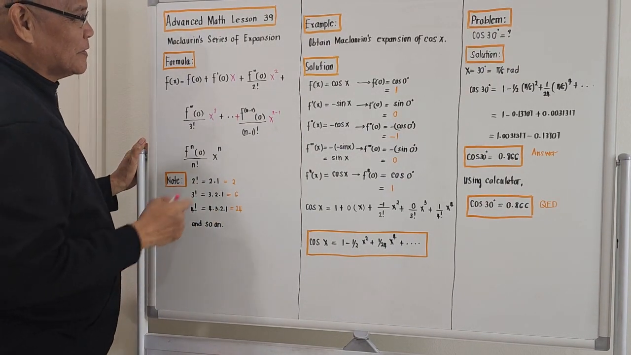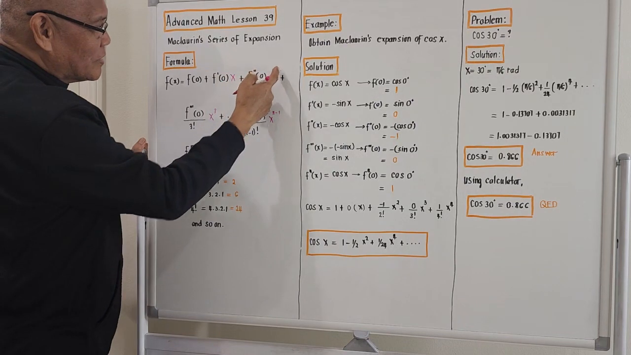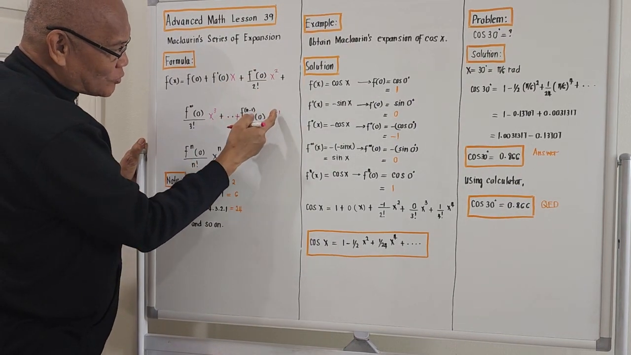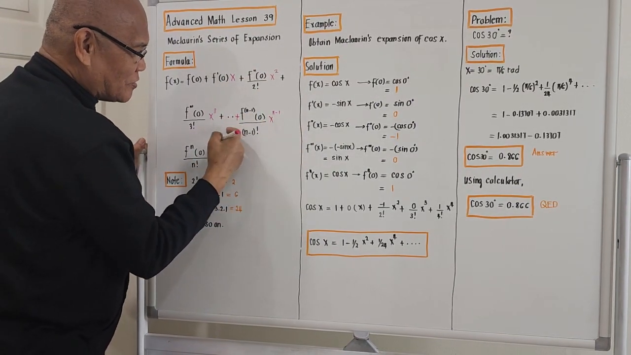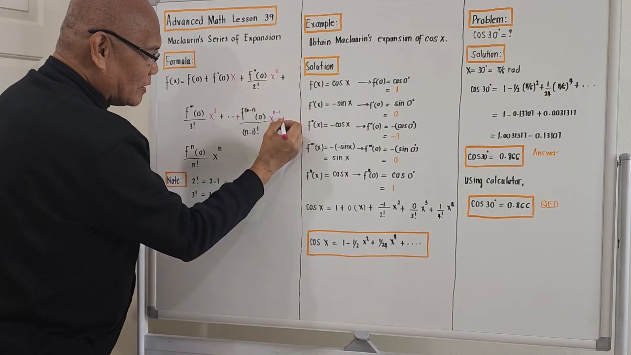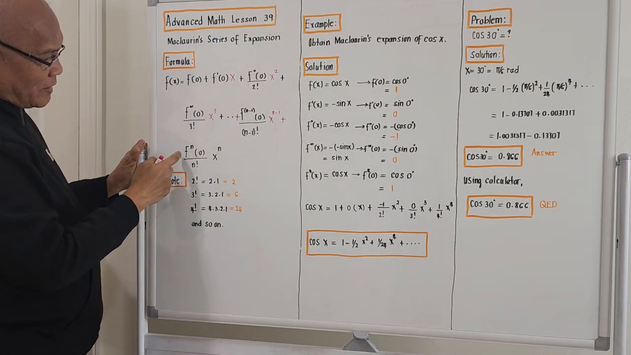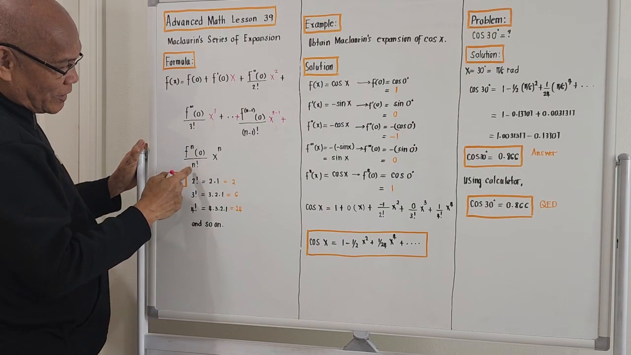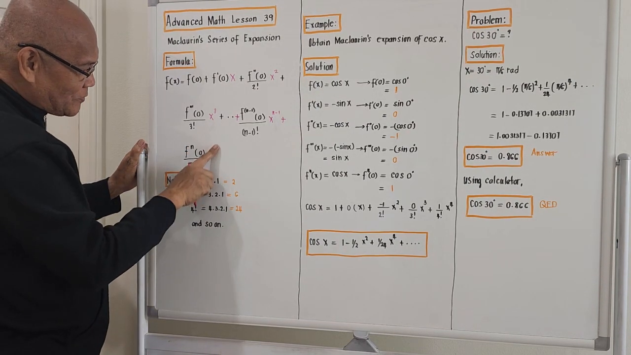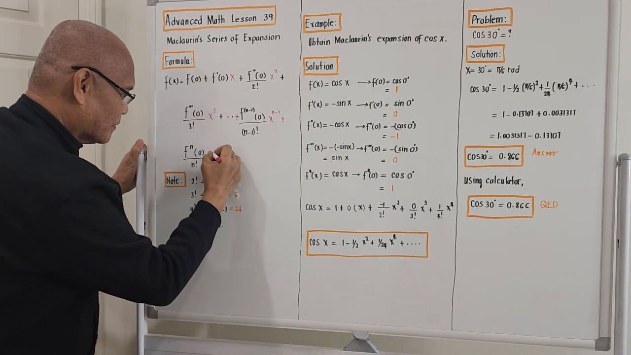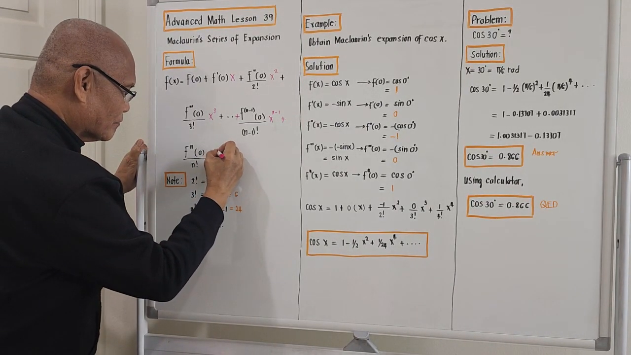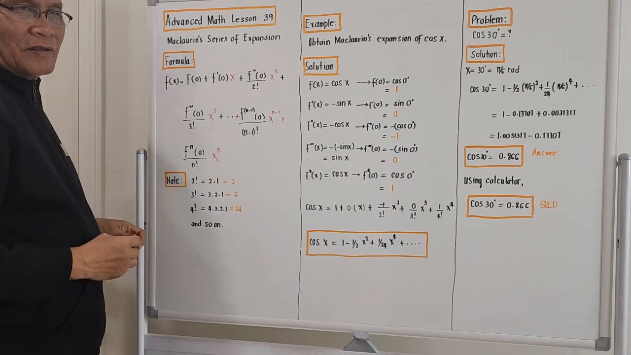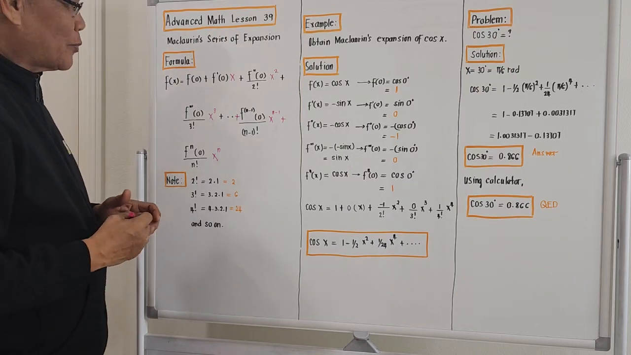If this is second, this should be second. If this is n minus 1, this should be n minus 1. That's the second to the last. Plus, the last part will be the function to the n of 0 all over n factorial times x to the n. That's Maclaurin's series of expansion.